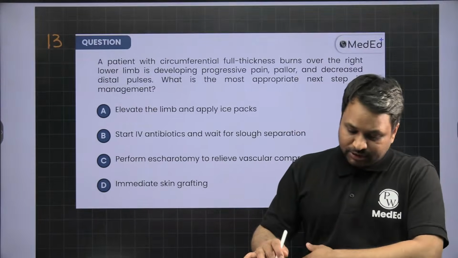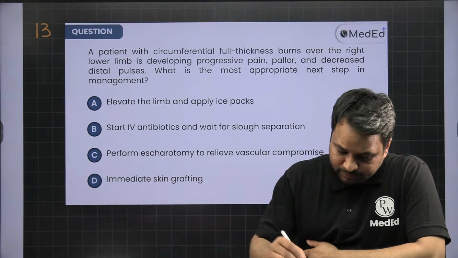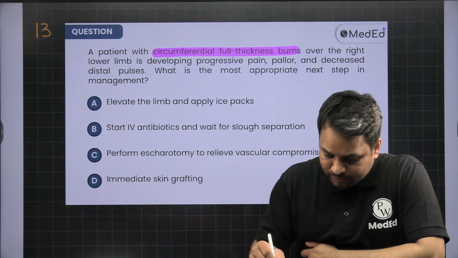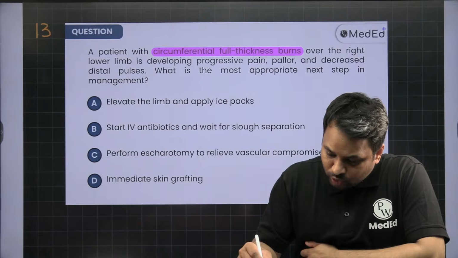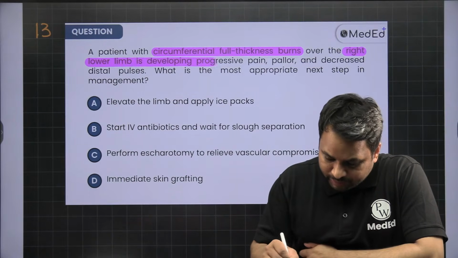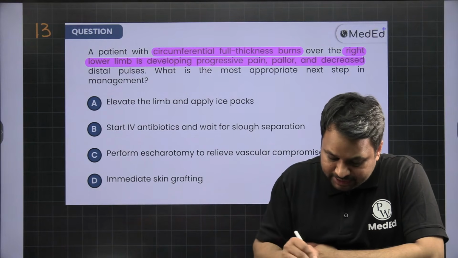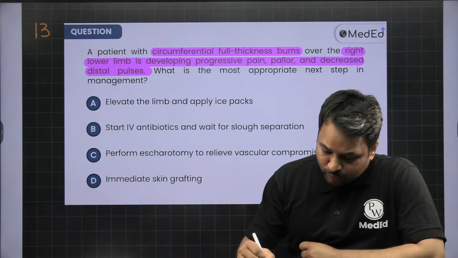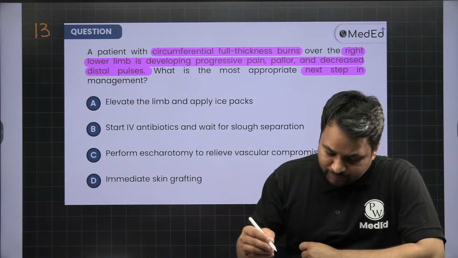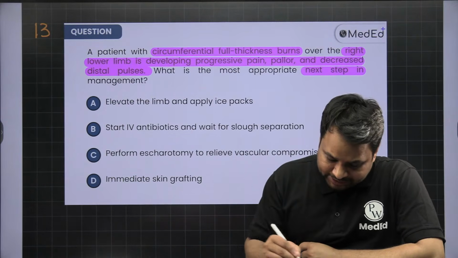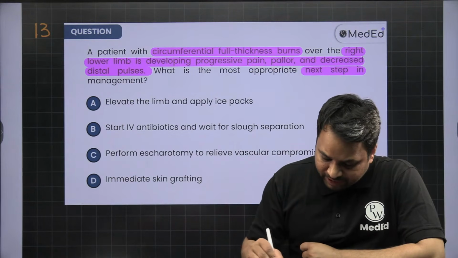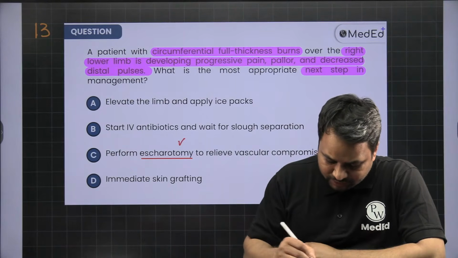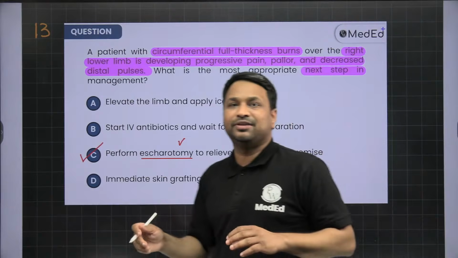Now you have question number 13. A patient with a circumferential full thickness burn over the right lower limb develops progressive pain, pallor, and decreased distal pulse. So this is classical for compartment syndrome. What is the most appropriate next step? We just saw it. Among the options: elevate the limb and ice pack, IV antibiotics, escharotomy is what I'm looking for to relieve vascular compromise. So the answer here is going to be C for Calcutta.